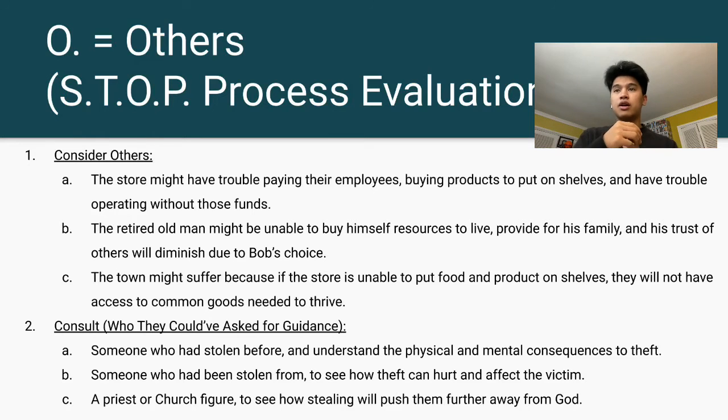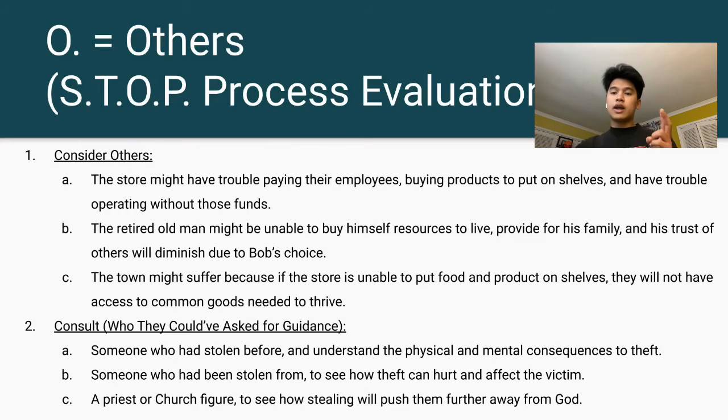Furthermore, the retired old man might be unable to buy himself his own resources to live, provide for his own family, and his trust of others will diminish due to Bob's poor choice. And lastly, although it might not affect them directly, town citizens might suffer because if the store is unable to put food and product on shelves, they won't give people the chance to have access to common goods needed to survive and thrive. And furthermore, this supports the claim that controversial choices affect everyone around you and not just yourself.